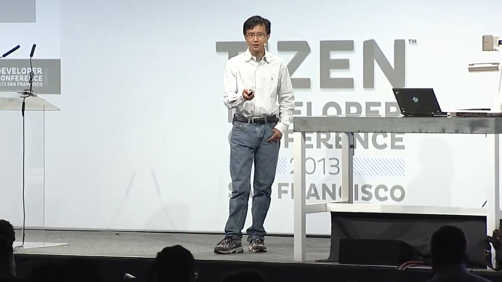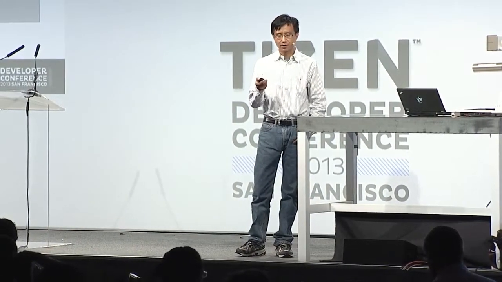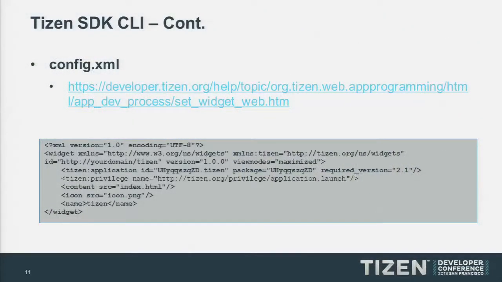This snapshot is the config.xml generated from these tools by default. It's very simple. You will see some Tizen specific tags. The Tizen application ID equals something, and the package equals something. That's a package ID. The application ID is the package ID, dot, and then you need to add another string. Those strings are generated by the tools, but you can also specify a string you want. And the required version is 2.1.